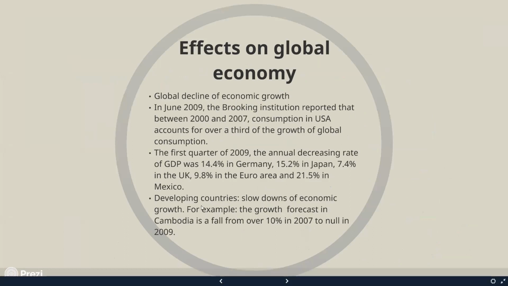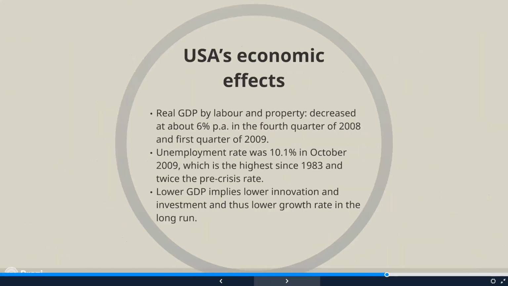Developing countries saw slowdowns of economic growth. For example, the growth forecast in Cambodia fell from over 10% in 2007 to null in 2009. USA's economic effect: real GDP by labor and property decreased by about 6% in the fourth quarter of 2008 and first quarter of 2009. Unemployment rate was 10.1% in October 2009, which is the highest since 1983 and twice the pre-crisis rate. Lower GDP implies lower innovation and investment, and thus lower growth rate in the long run.